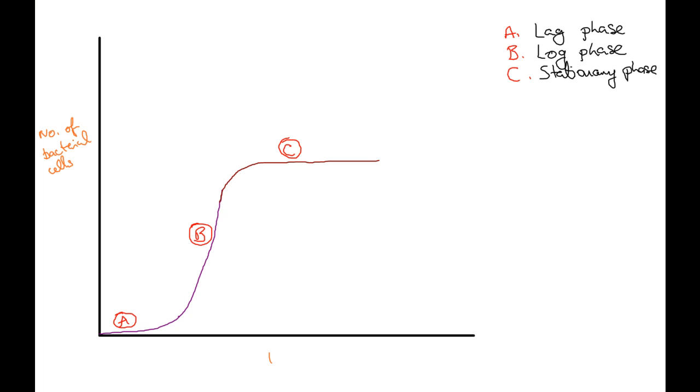Now, as things worsen in the environment, then obviously that's going to have a detrimental effect on the bacteria. And so quite quickly then we see this decline, which is the next stage. So we call it the decline or the death phase.